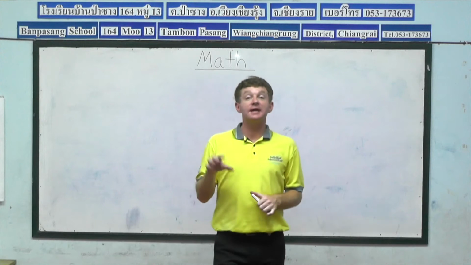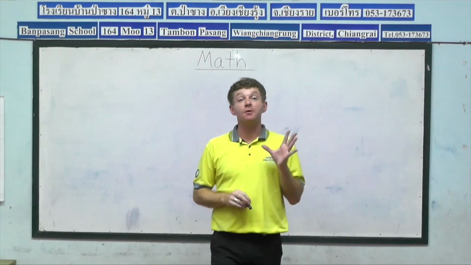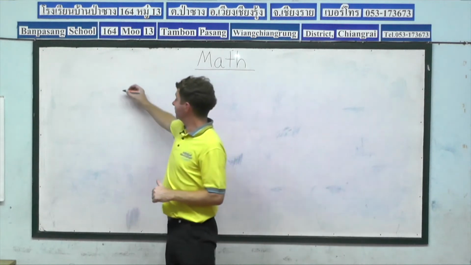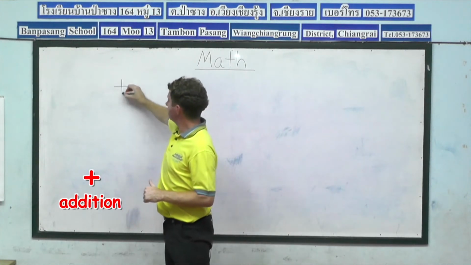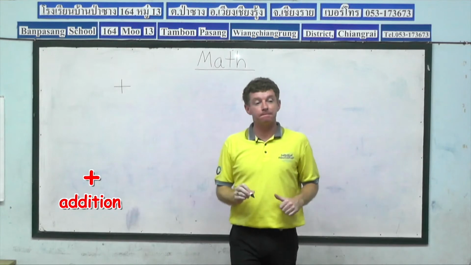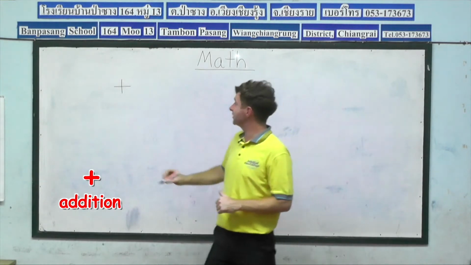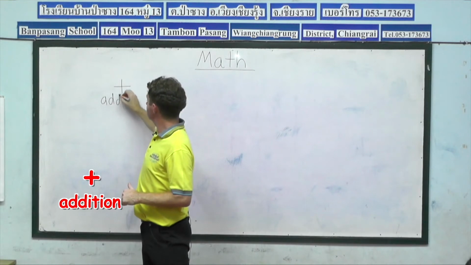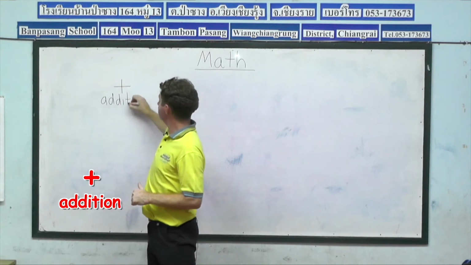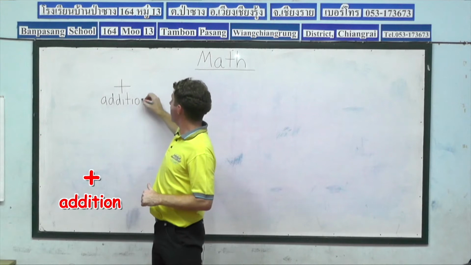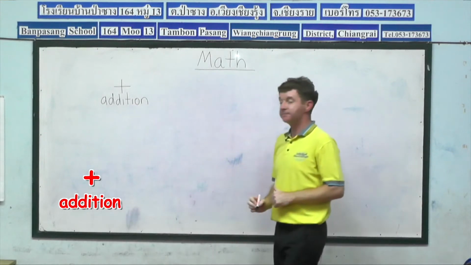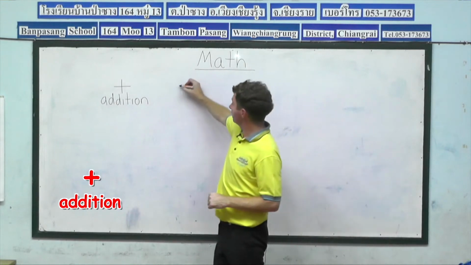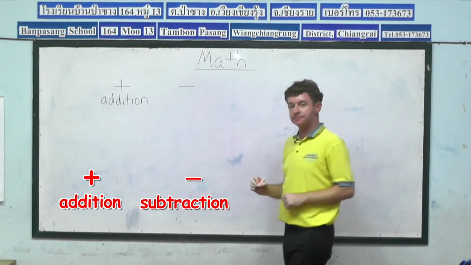Okay, so we'll begin this lesson by recapping some of the mathematical symbols we've been learning about already. For example, who can tell me what this symbol represents? Addition. Yes, this is the addition symbol. A, D, D, I, T, I, O, N. Altogether, addition. Yes, and we've also learnt about this symbol.